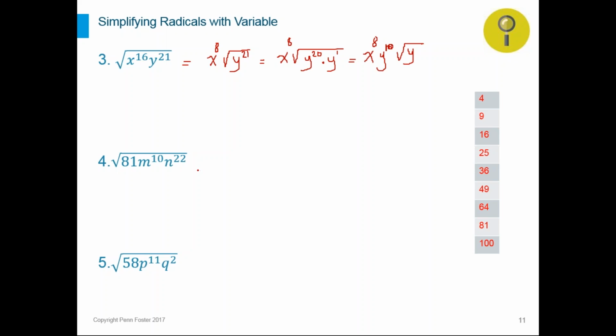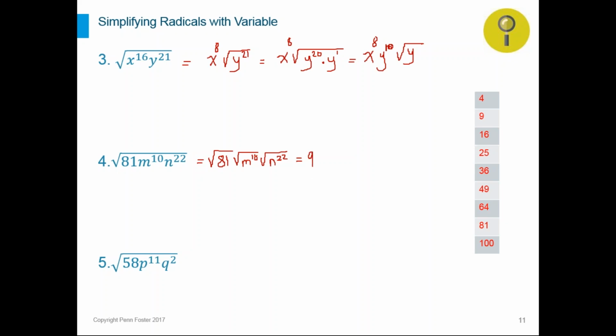One more question. If I have a factor and a bunch of variables raised to powers under my square root sign, what should I do? Well, the same thing that we have done in the past with numbers. Now I can think of this problem as the square root of 81, the square root of m to the 10th power, the square root of n to the 22nd power. Now the square root of 81, I know 81 is a perfect square. The square root of 81 is 9.